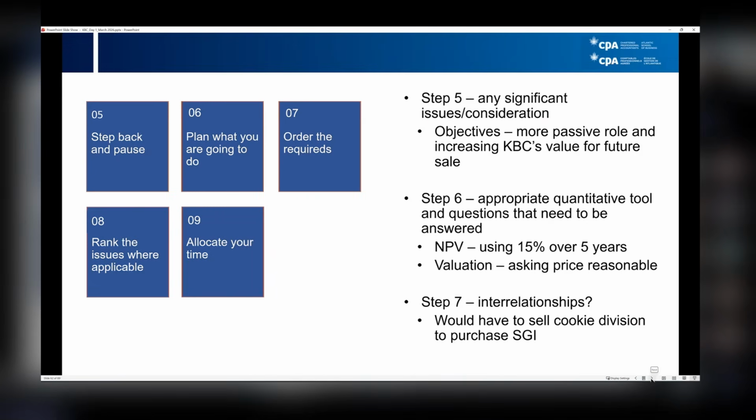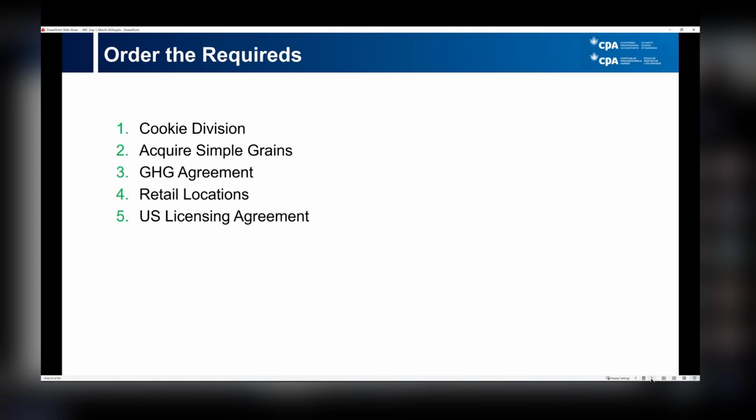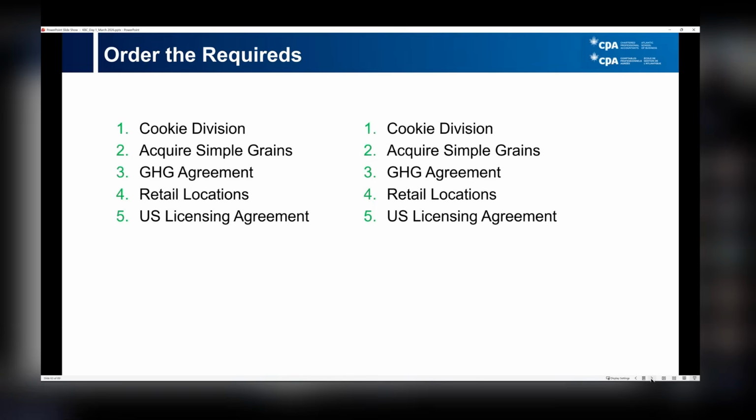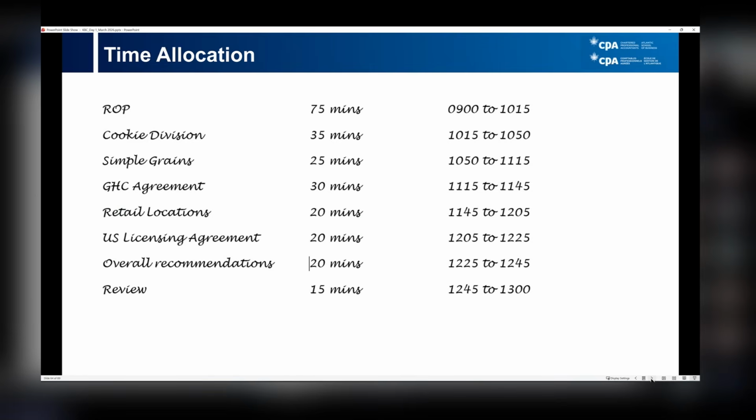So you don't just simply take how much time you have and spread it evenly among all of the 5 requireds. First of all, the order said we can address this in the order that it was given to us. But that isn't always the case. So for the time allocation, for the cookie division, I know that I need to do an NPV for 2 different options within that. I'm going to allocate the most time to that. So for the rest of the options, I'm going to spread my time between 20 minutes and 30 minutes. Again, I based it on what I already have and what types of quantitative analysis I need to perform.